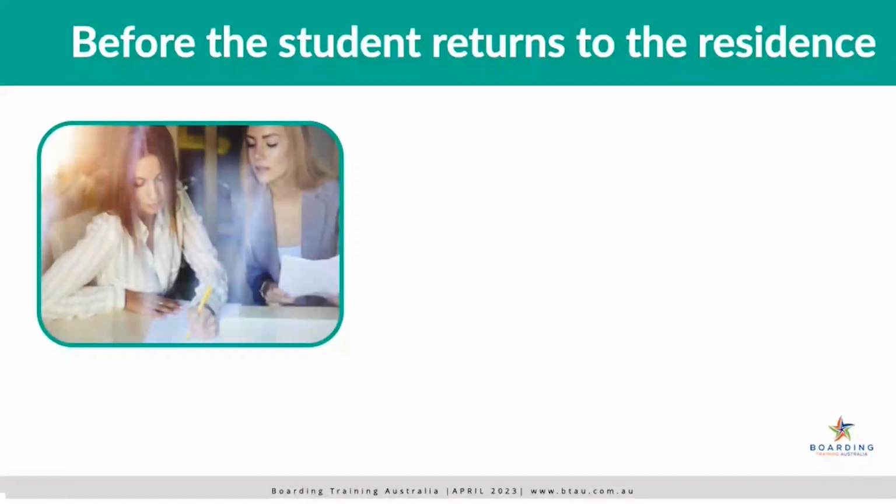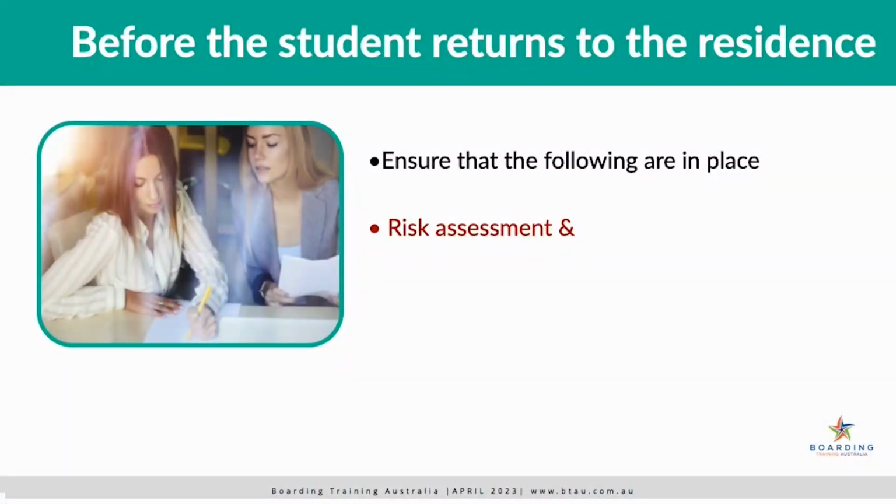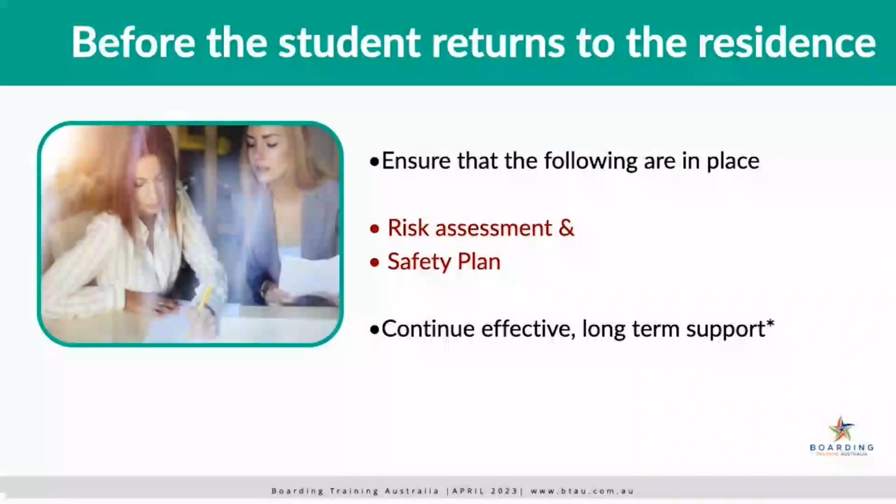Now, before the student returns to the residence, if they've gone off to the hospital or off to see somebody, make sure that the following are in place before the student returns: a risk assessment plan or a risk assessment process, and a safety plan. You need a risk assessment plan and a safety plan for the student before they return to the residence. And you continue effective long-term support and monitoring of the student.